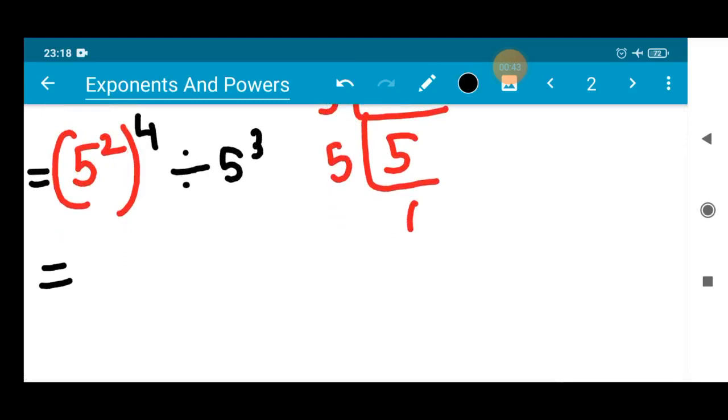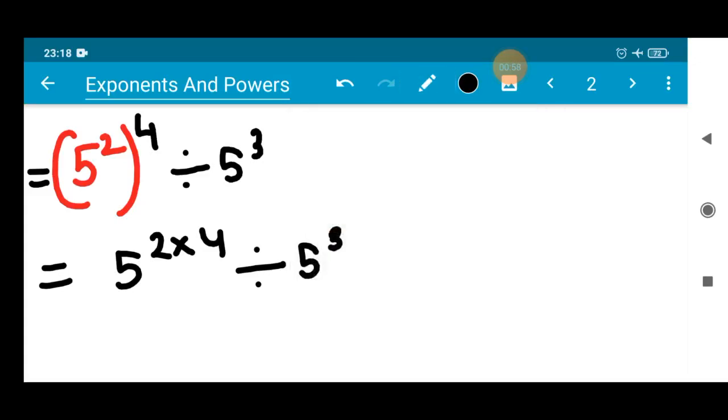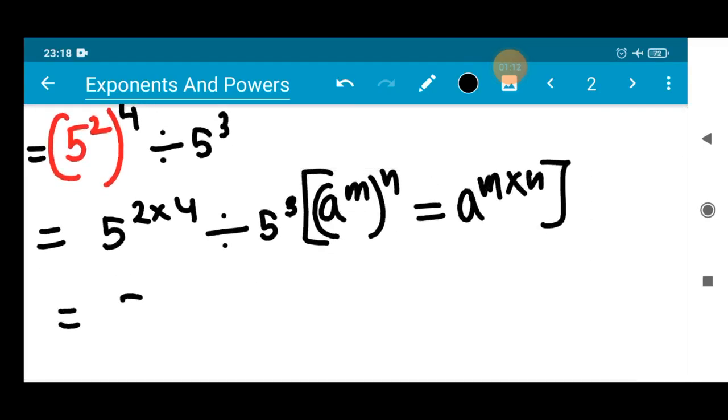Right, now when you have power over power or exponents over exponent, then what I can do is multiply this exponent. So 2 into 4 can be written, right, divided by 5 cube. So let me erase this and write the rule which I have used here. The rule is a to the power m, outside the bracket there is n. If such a condition is there, then your exponents can be multiplied. Now 5 to the power 8 divided by 5 cube.